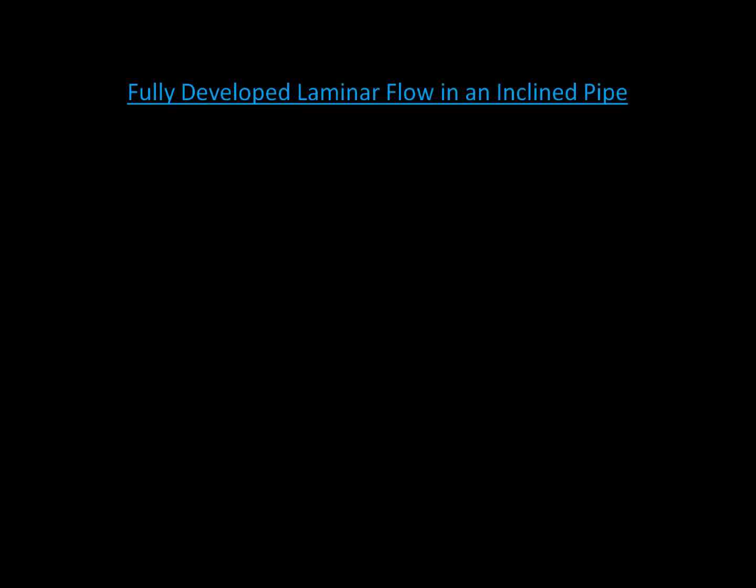So for fully developed laminar flow in an inclined pipe, recall that major head loss is the viscous effects from the conduit wall. So we're not talking about a bend or a valve, there's nothing. It's just a section of pipe that is fully developed laminar flow. So I've chosen a section that's already fully developed and laminar.